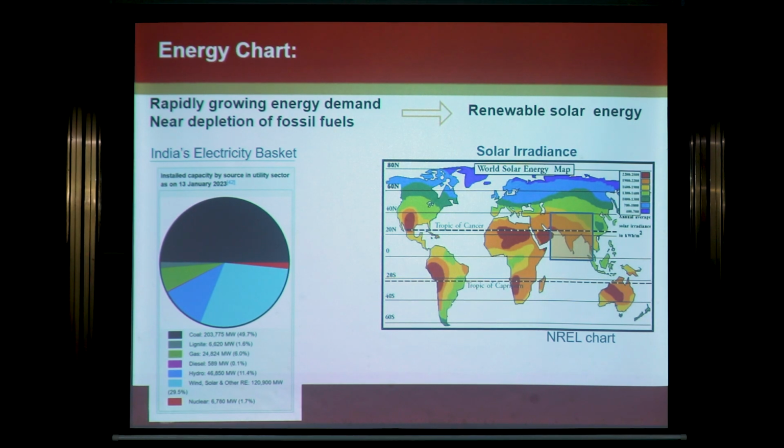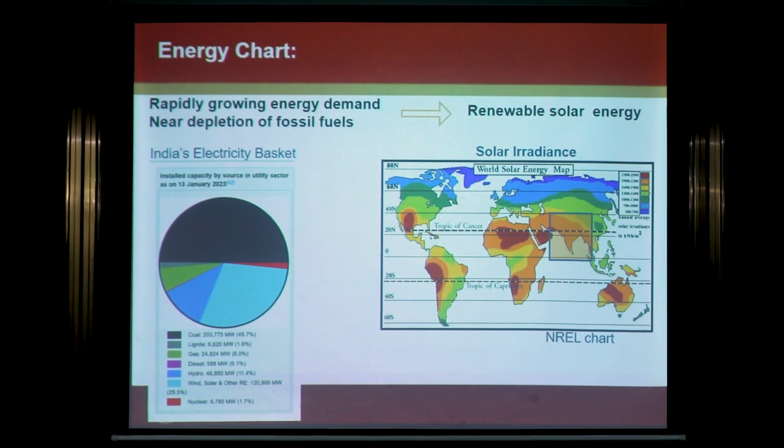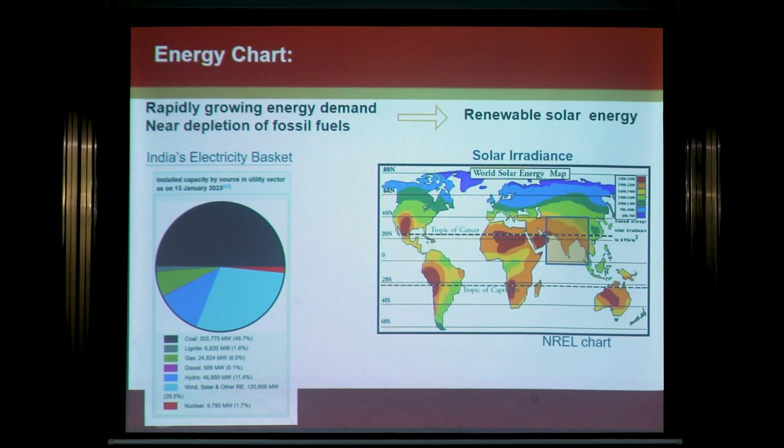So to start with, just a motivational slide. We all know that our petrol rates are going up because of the crude oil, and there is a very rapid growth in our energy demand globally, and also there is a near depletion of fossil fuels. So we have to look for some renewable sustainable source of energy, and one such is solar energy. And if you see the solar irradiance map across the globe, India receives more than the average solar irradiance.